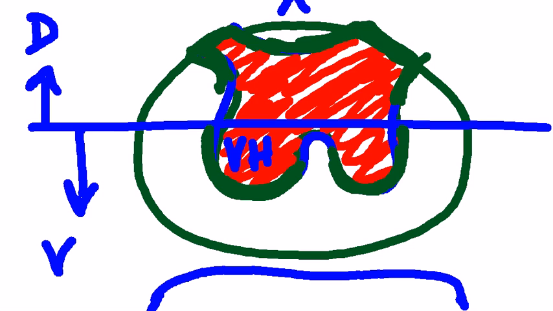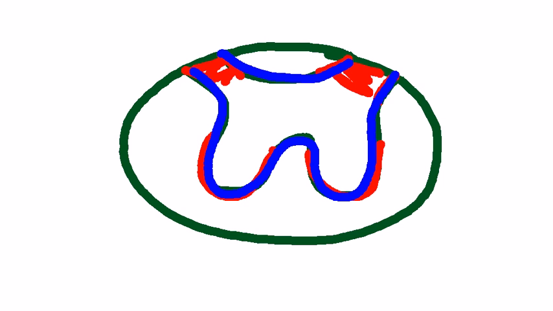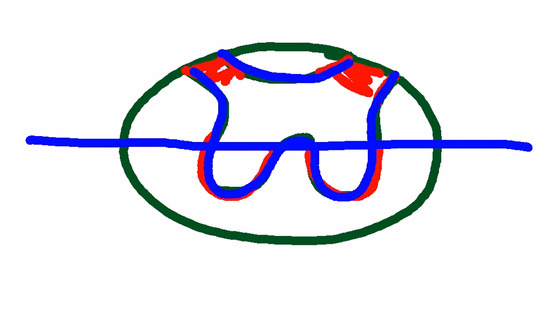So here's a cross section of spinal cord, ventral horn, dorsal horn, and this whole butterfly here outlines the gray matter. In general, everything behind this line is dorsal, and everything in front is ventral. When we're talking about the gray matter of the spinal cord, ventral is synonymous with motor, and dorsal is synonymous with sensory.